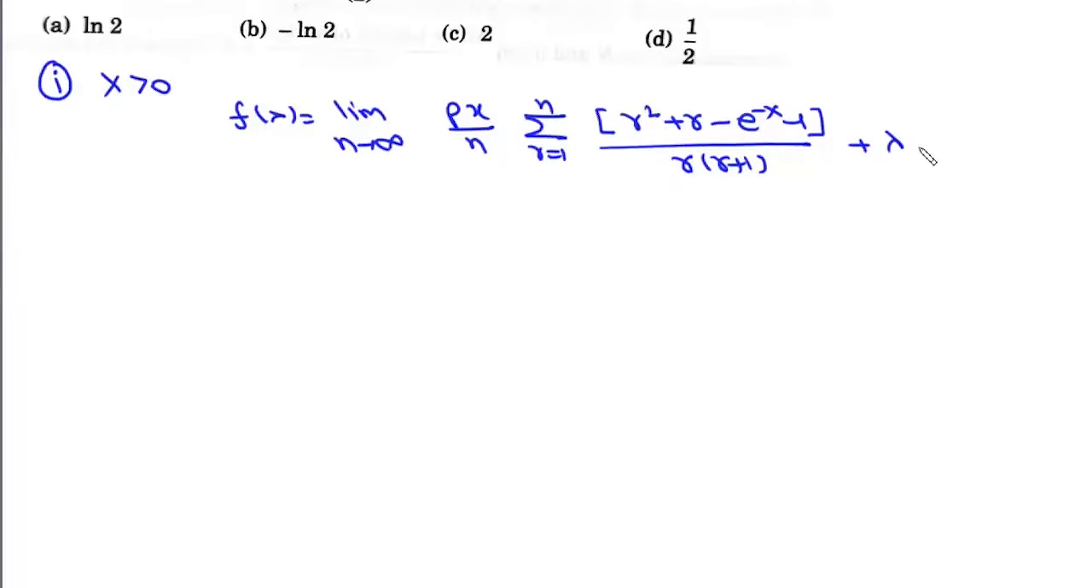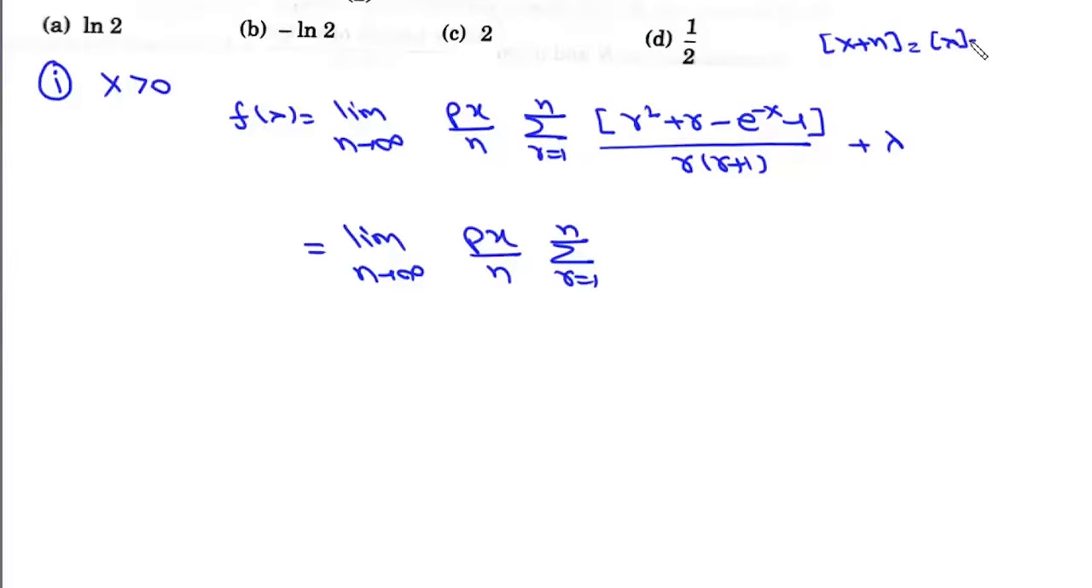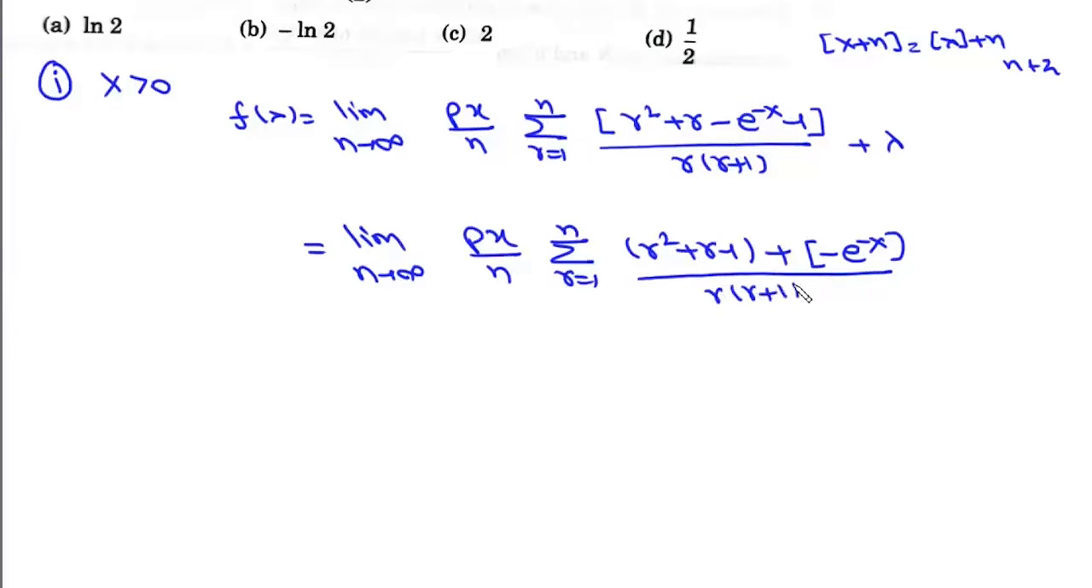plus lambda. Now since r is an integer, we can write this as limit n tends to infinity, px by n, and then this summation r varies from 1 to n, and we know that the greatest integer function of x plus n is the greatest integer function of x plus n if n is an integer. So it will be this r square plus r minus 1, and then plus this greatest integer function of minus e to the power minus x upon r plus 1, and plus lambda.